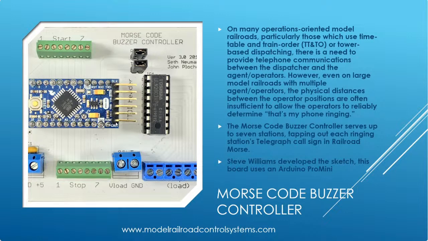This board is designed for that application where there's a lot of noise going on in the layout room, and we'd like to only ring one phone at a time, and it taps out your code in railroad Morse. So rather than having buzz buzz buzz, you have something more like da da da da da da da da, or whatever your code is for that station. These handle 7 stations each, and you can gang as many of them as you want. So I actually include most of these with most of the phone systems I do for people.